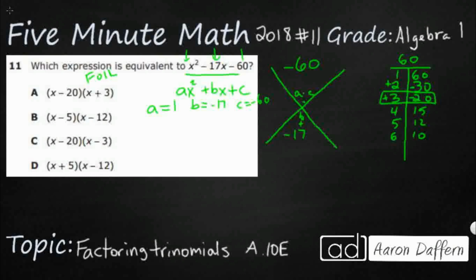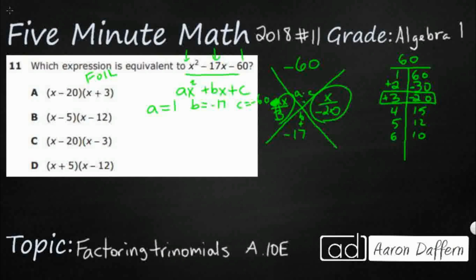Now, what we do here is write our ax over one of our factors. Our a is 1, so it's really just going to be x. But sometimes you might have an a value that's something else, and you do that in case you need to simplify. So x over a positive 3, and then the other factor, x over negative 20. Once again, you do it like this because if that a term is anything other than 1, you might be able to simplify.